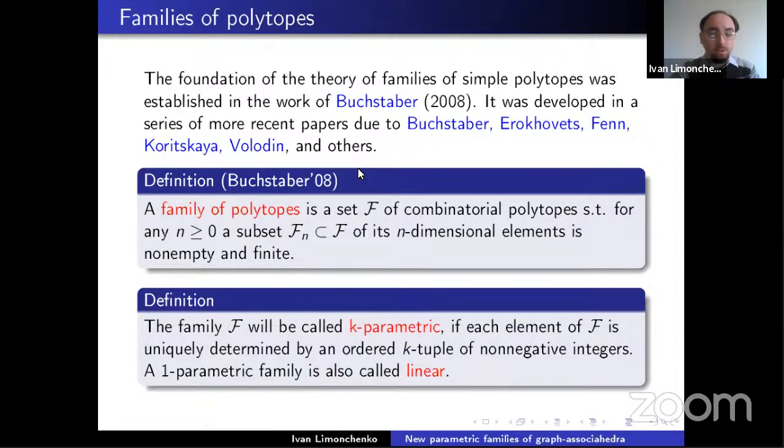I will introduce another terminology, generalizing this: a family will be called k-parametric, or k-parameter, if each element of the family is uniquely determined by an ordered k-tuple of non-negative integers. A one-parametric family will be called a linear family, and it is a family such that in each dimension you have one and only one polytope, like cubes, simplices, associahedra, and so on. If a polytope is determined by k parameters, such a family will be called k-parametric.